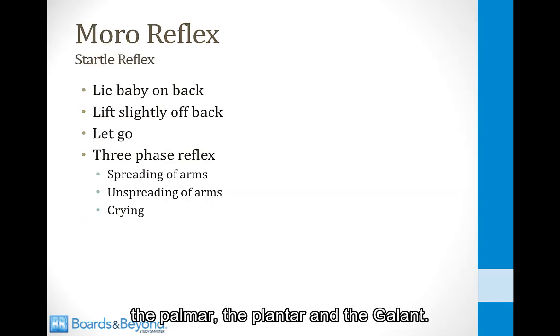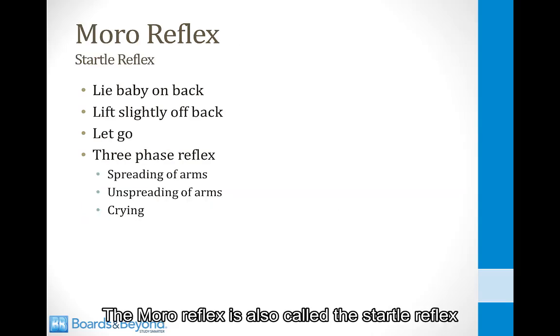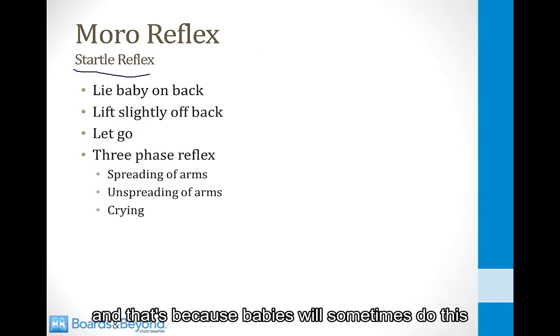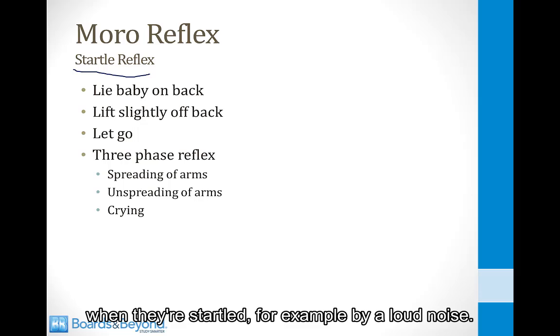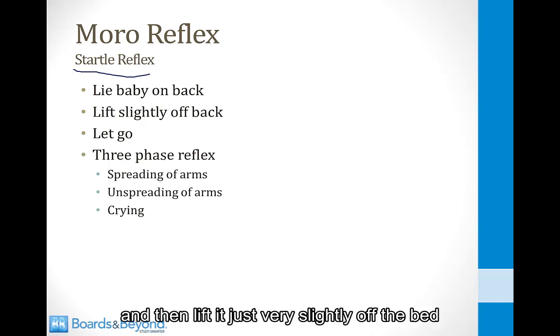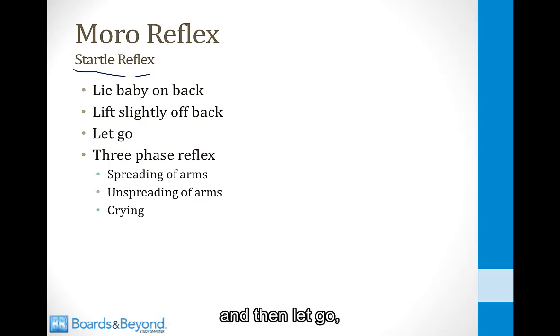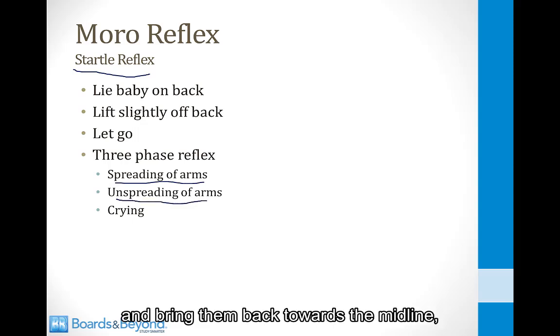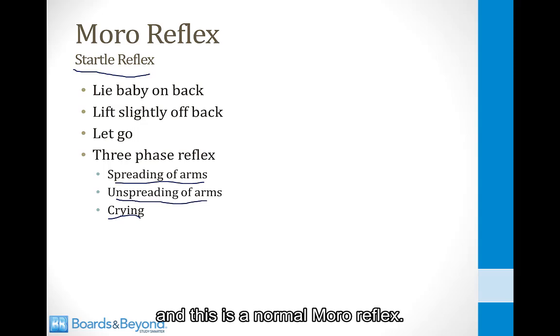and the Galant. The Moro reflex is also called the startle reflex, and that's because babies will sometimes do this when they're startled, for example, by a loud noise. The way you test the Moro reflex is to lie the baby on its back and then lift it just very slightly off the bed and then let go. And the baby will then do 3 things. It will first spread its arms, then it will unspread its arms and bring them back towards the midline, and then it will start to cry. And this is a normal Moro reflex. And you can also see this when babies are startled or surprised. It goes away in the first year of life.